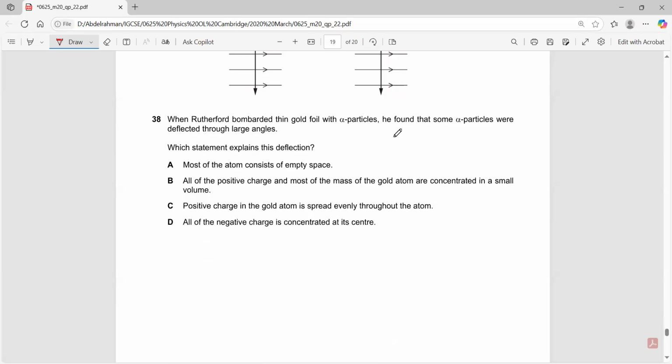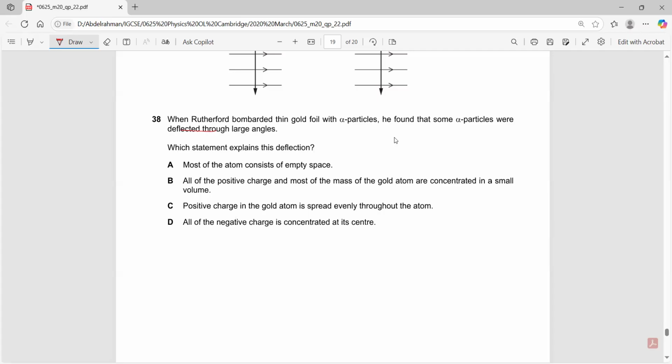Question 38. When Rutherford bombarded thin gold foil with alpha particles, he found that some alpha particles were deflected through large angles. Which statement explains this deflection? Most of the atom consists of empty space. He did find that, but was this the conclusion from finding that some of the alpha particles were deflected through large angles? No, it was not.